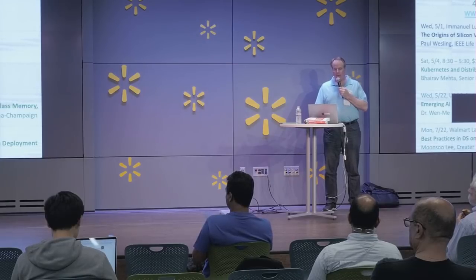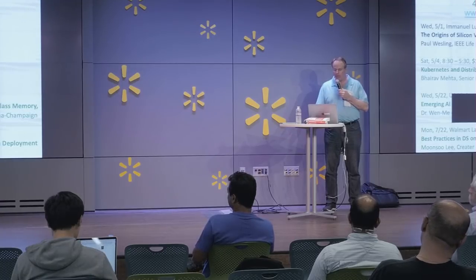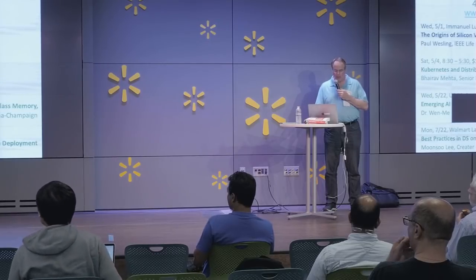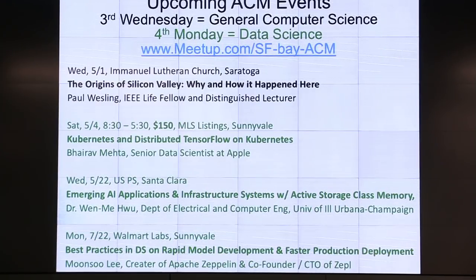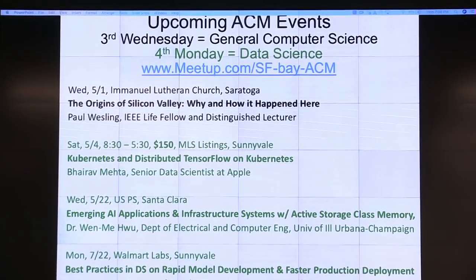Then on Wednesday the 22nd in Santa Clara, we have emerging AI applications and infrastructure systems with active storage class memory. And then June, I'm still working on booking that speaker. In July, we have at Walmart Lab Sunnyvale here, best practices in data science on rapid model development and faster production deployment. That'll be related to Zepl. It's an open source Apache project. It's kind of like if you like Jupyter Notebooks, only think of something that also supports R and a variety of other languages besides Python. So those are some of our upcoming events.